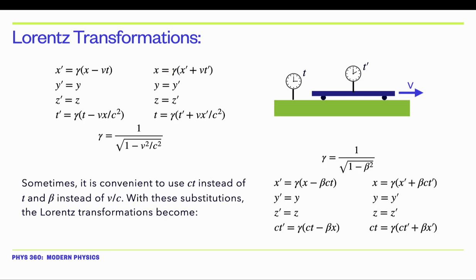Sometimes when you're doing calculations, it's easier to work with ct instead of just time and beta instead of v over c. So if you make these substitutions, you can write the Lorentz transformations in a slightly different form. So here, the minus vt turns into a minus beta ct. The t prime is now a ct prime. Anyway, if you like working with cts and betas, then here's an alternate form of the Lorentz transformations. It's all exactly the same, just notation is different.